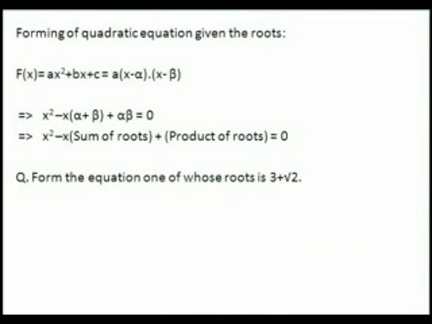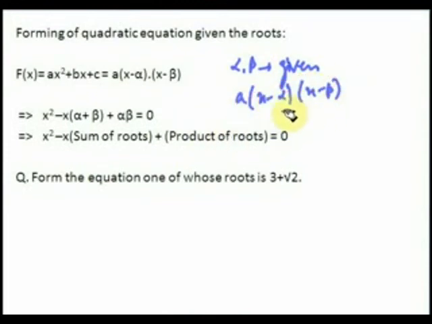Forming of a quadratic equation with the given roots. We have to form the quadratic equation a x square plus bx plus c if the roots are given as alpha and beta. The values of alpha and beta are given, and we have to form the quadratic equation. The quadratic equation will be a into x minus alpha into x minus beta. To make it more precise, if we solve and compare both the terms, we get the sum of roots alpha plus beta is equal to minus b upon a, and the product of roots alpha into beta is equal to c by a.